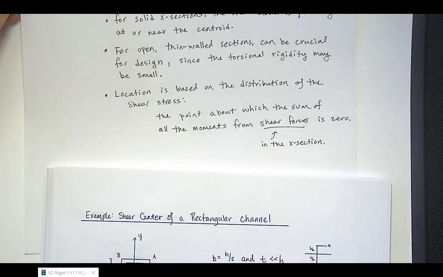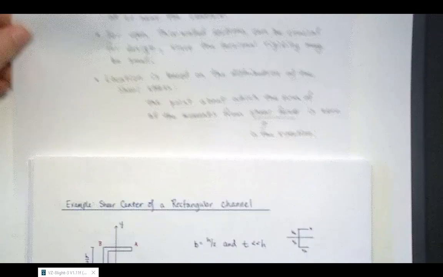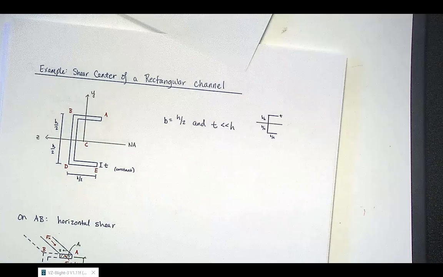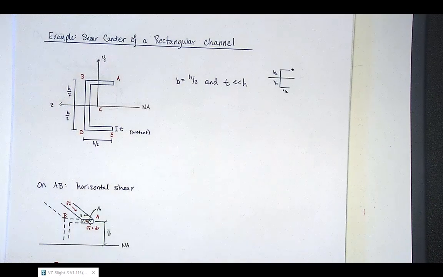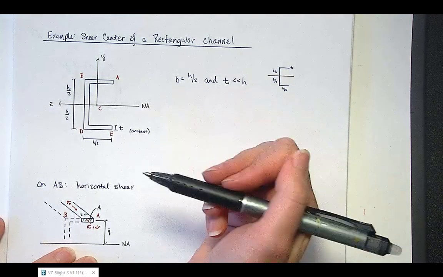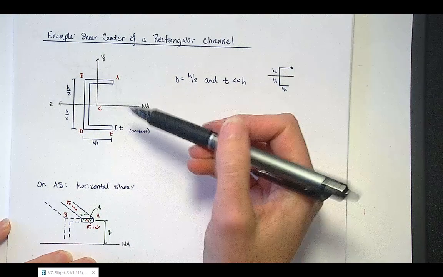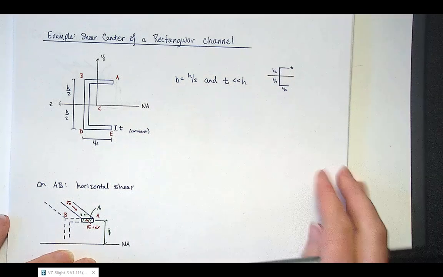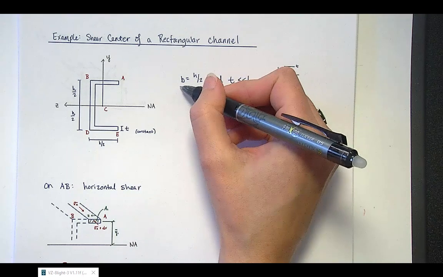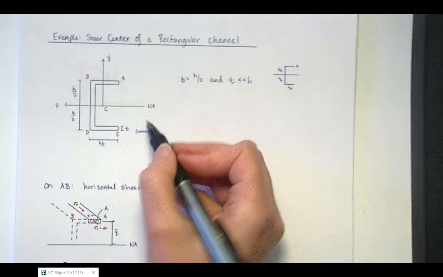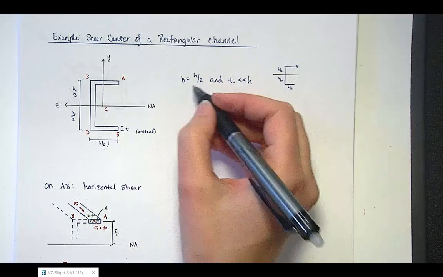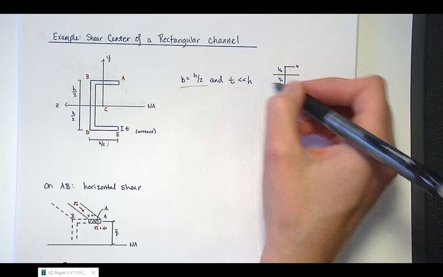So next we'll look at an example to find the shear center of a rectangular section. Here we're given the neutral axis location. Of course it's symmetric about the horizontal axis, so that helps us in a lot of ways, which you'll see. And we're told that b, the width, is equal to h over 2, so that's a little redundant to have it written here since it's shown on the diagram.